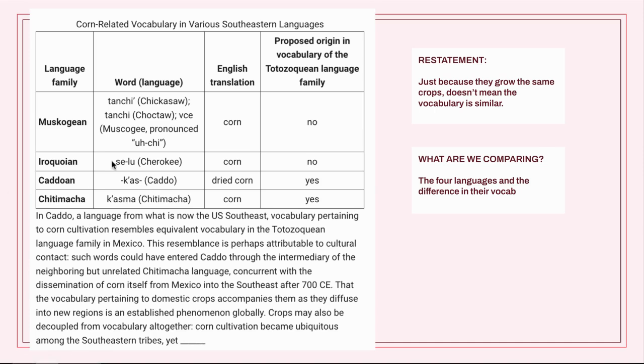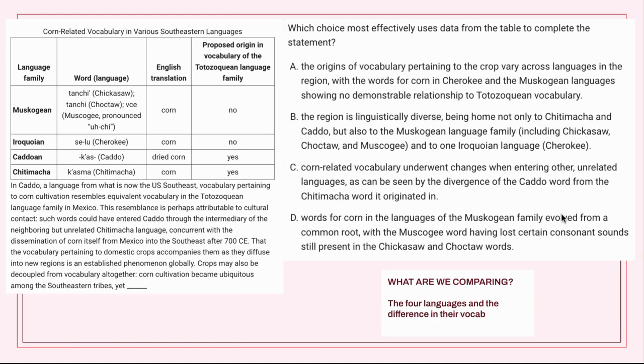Well, if we just look at the graph, yes, Caddo and Chitimacha are probably similar, and they'll talk about that. But if I'm looking at all these southeastern tribes, I can see that not all of them are from the same origin, and they have different sounding words for them. So I think we're just trying to compare the four languages and the difference in their word for corn. Okay, take a minute and see which one best illustrates the difference among the four languages when we're talking about corn and how the words aren't always similar.